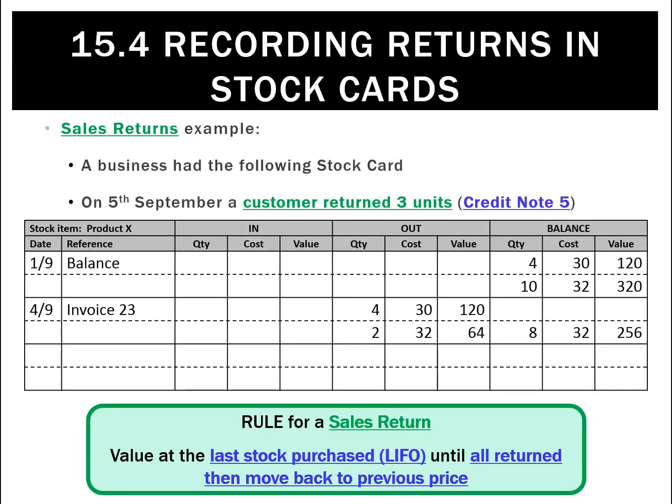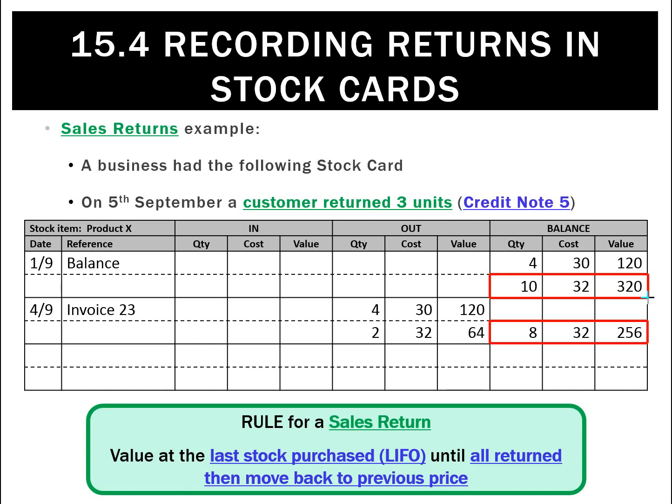And here's our problem. I can't value all of these at $32. They are the last stock in, $32 units. But the problem here is I've got 8 at the moment. Customer's going to bring back 3. If I valued all of them at $32, that would end up with 11. But I never had 11. So I only ever had 10.